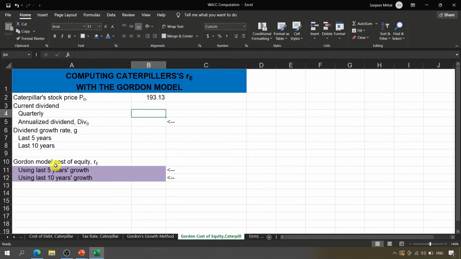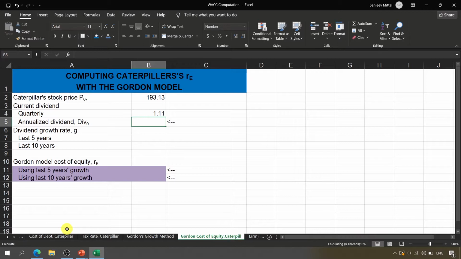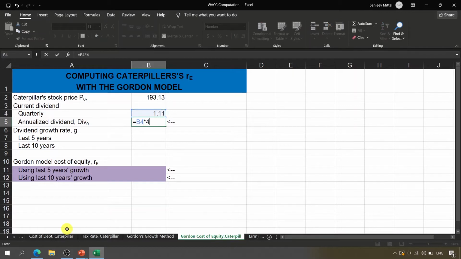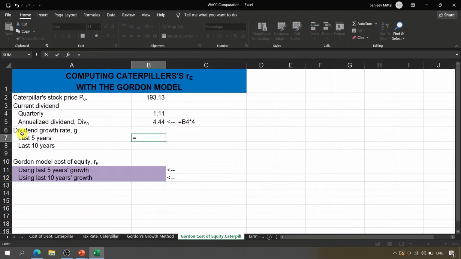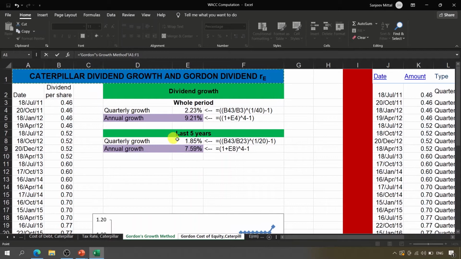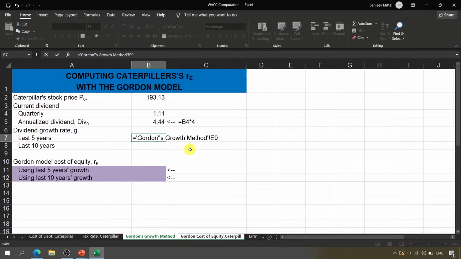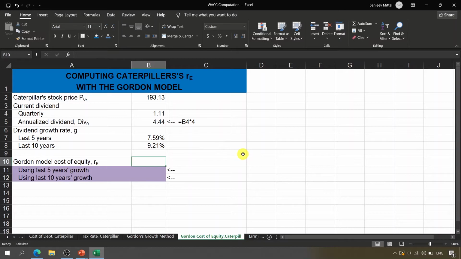After that, we already know that we have calculated our quarterly dividends. Our quarterly dividend for the last quarter ended as on July 21 was 1.11. We have written it here. Now, you already know that cost of equity for any company is on an annualized basis, so we shall multiply this dividend by 4 to convert it to an annualized basis. Also, we have computed our dividend growth rate for the previous 5 years and 10 years, which we shall write from our previous calculation: for the previous 5 years it's 7.59%, and for the previous 10 years it's 9.21%. After that, we simply need to use our Gordon's growth model formula.